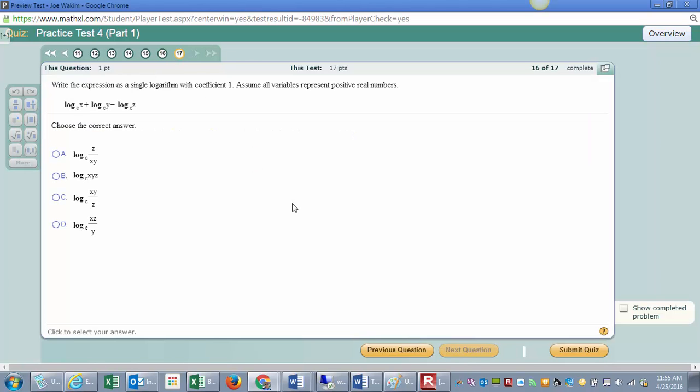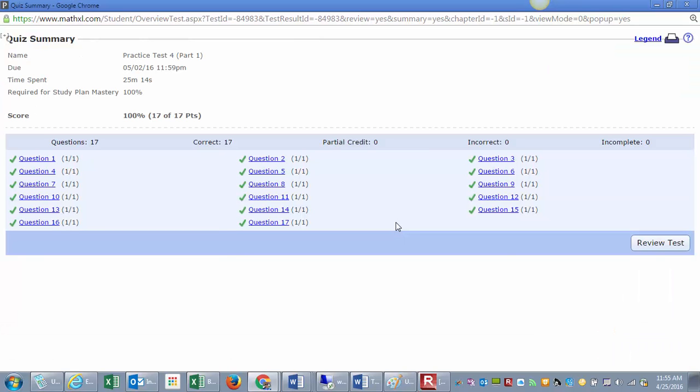Oh, we did this one. It's going to be xy over z. So that's a repetition. And the base is c, so that's it. Submit quiz. See if we made a mistake. No mistakes. Good. I hope this helped.